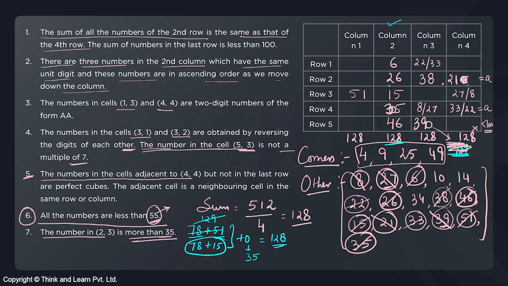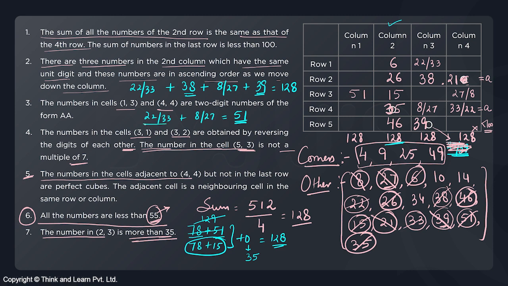Once again, now I see a possibility with column 3. Just have a look at column 3, guys. In column 3, 22 or 33 plus 38 plus 8 or 27 plus 39, this whole should be 128. So 38 plus 39 is 77. So can I say 22 or 33 plus 8 or 27 is 128 minus 77, which is equal to 51?